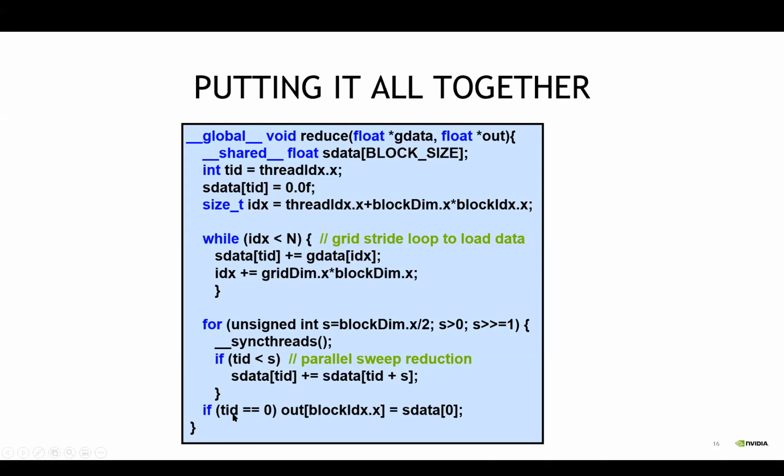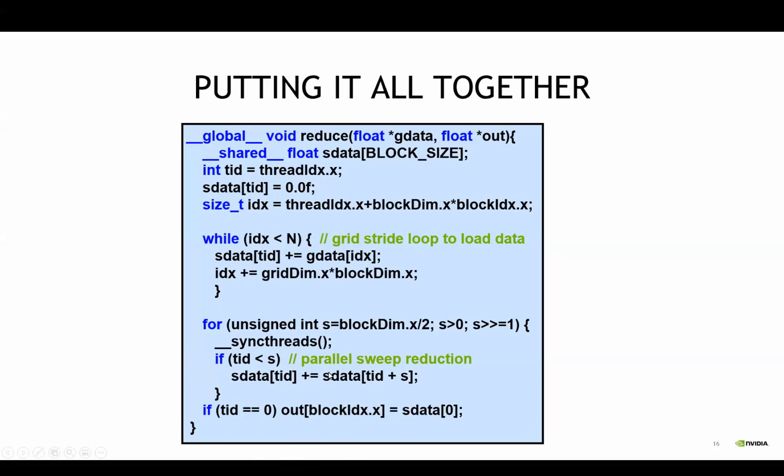When all is said and done, as we pointed out, the sum reduction across this entire thread block ends up in the 0th location in shared memory. So if my thread ID is 0, then I'm going to write my thread value, in other words, the shared data in the 0th location, in other words, the parallel sum reduction across this entire thread block. I'm going to write that out to a location in global memory.